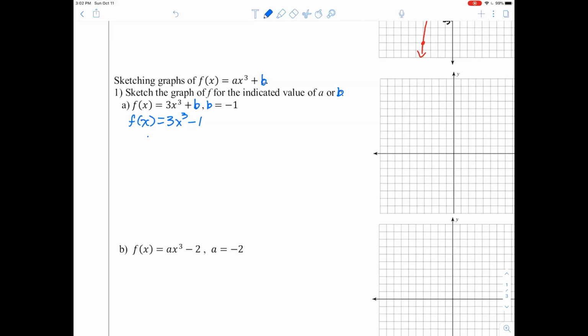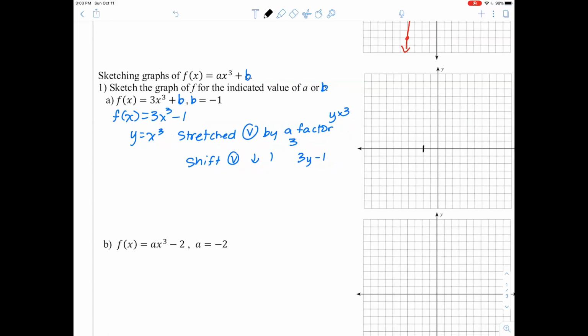So this is taking the parent function, y equals x cubed, and we're stretching it vertically by a factor of 3. So that means we're doing all our y coordinates times 3, and then we're shifting it vertically. We're going to go down 1. So that means we're doing 3y minus 1. Okay, so what you could do here is you could basically just graph a couple of points.